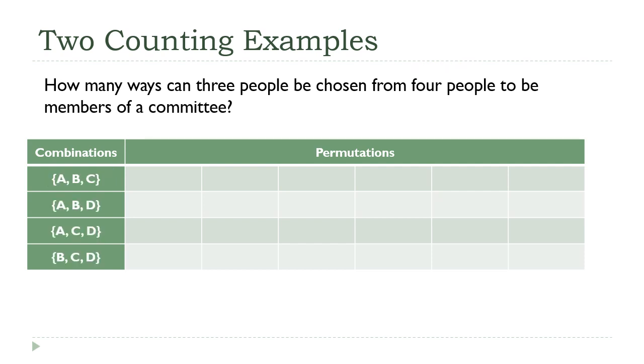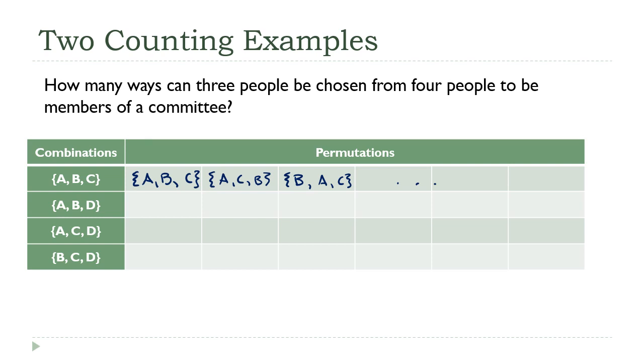Okay, so here are my 4 combinations of this group of 4 people. Now, the next step, in the remaining columns here, I want to write out all of the possible permutations of these 3. So for example, here I would put ABC. Then another permutation of that is ACB. Then another one is BAC, and so on.